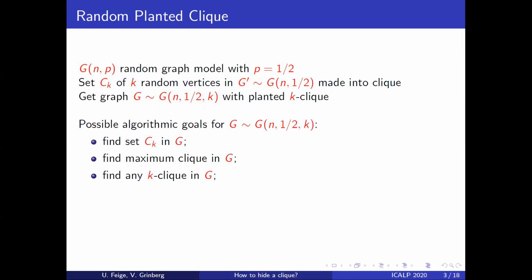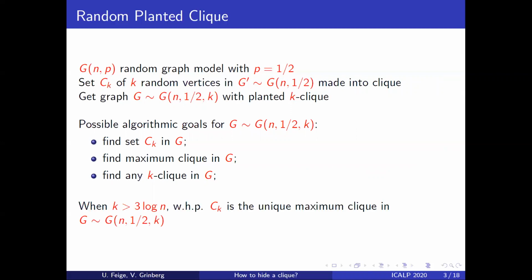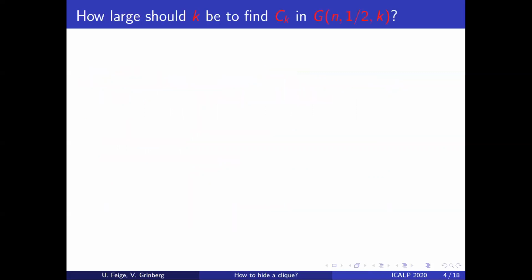One can think of three possible algorithmic goals in this model: find the set C_k itself in G, find the maximum clique in G, or find any k-clique in G. It is not hard to show that for k large enough, say at least 3 log n, with high probability the chosen vertices C_k form the unique maximum clique in G. So all three goals coincide and we can focus on just finding C_k. How large should k be to be able to find C_k in polynomial time?